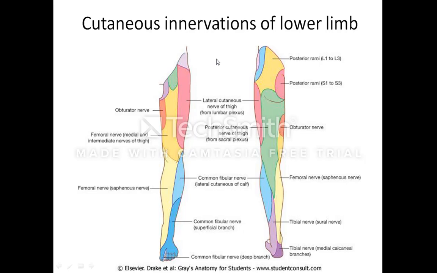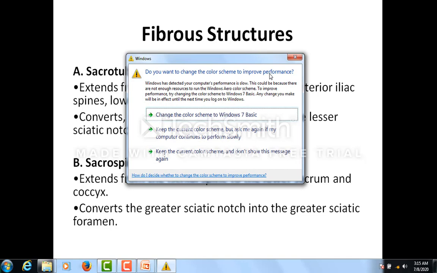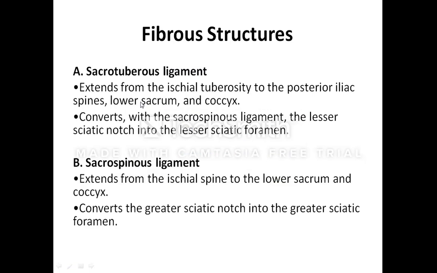We have two very important ligaments which form the fibrous structure of the pelvis. These are the sacrotuberous ligament and the sacrospinous ligament. The sacrotuberous ligament extends from the ischial tuberosity to the posterior iliac spine, lower sacrum and the coccyx.